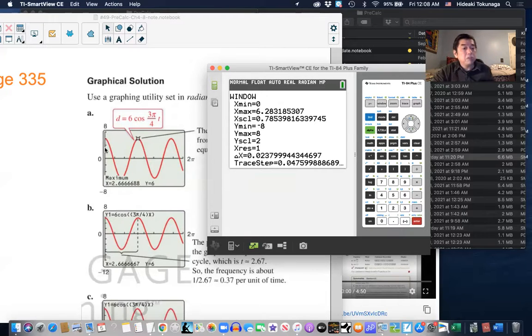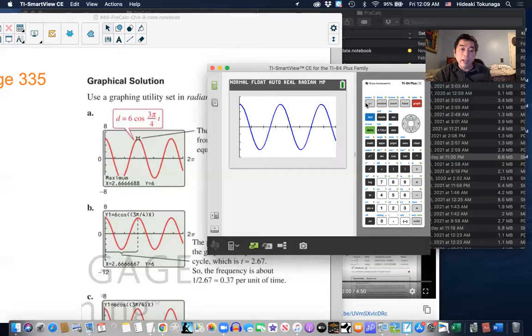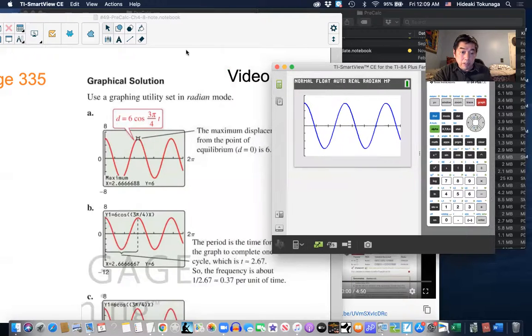The window on the y-axis is 8 and -8. It's because the amplitude is 6, so I want to capture everything, highest and lowest. So let's put -8 for the minimum and 8 for the maximum. Okay, 2 points is the unit for the y units, and let's run this. This is fine. Okay, now let's go to the first question.